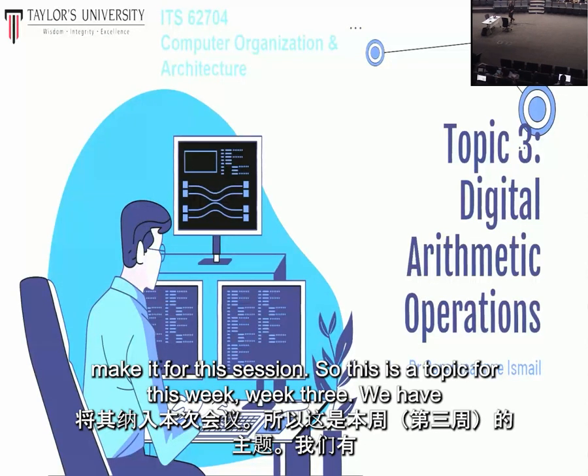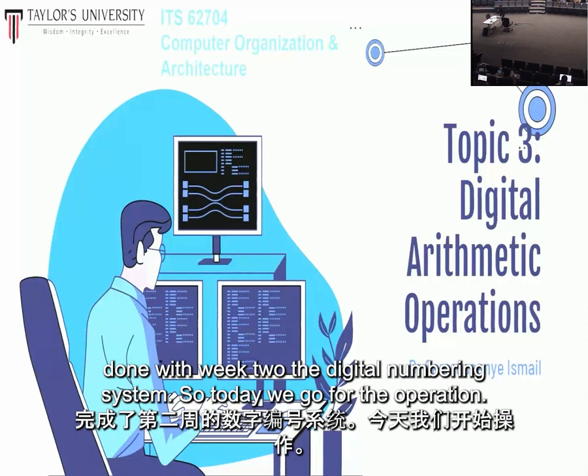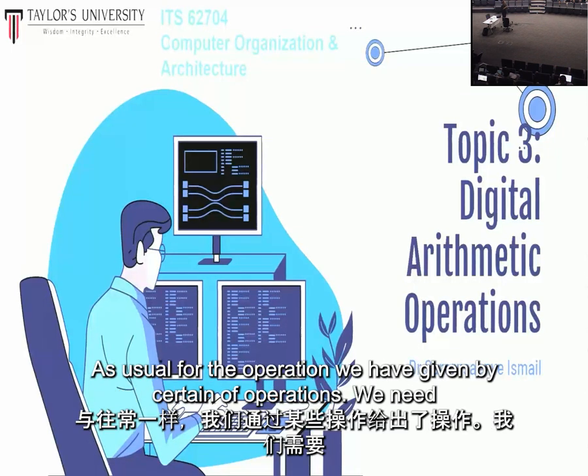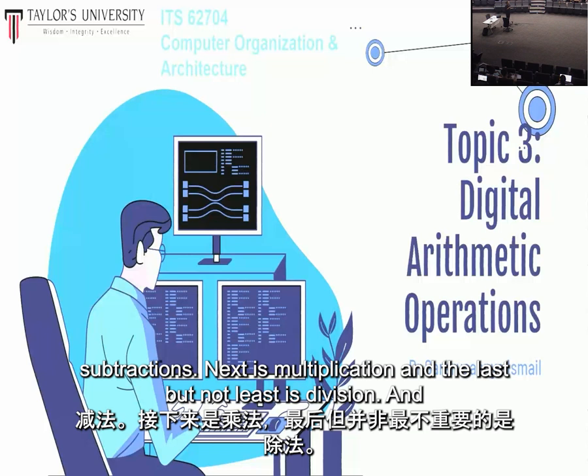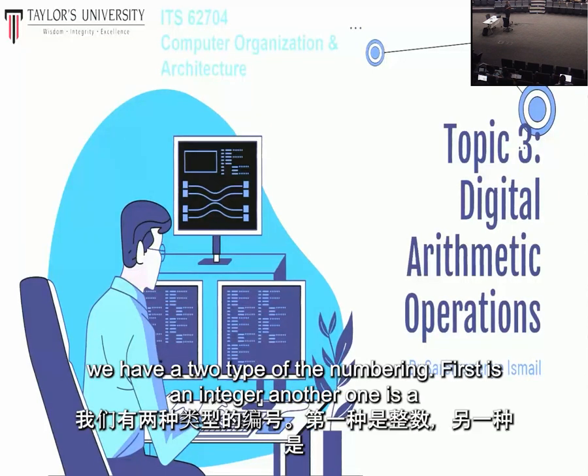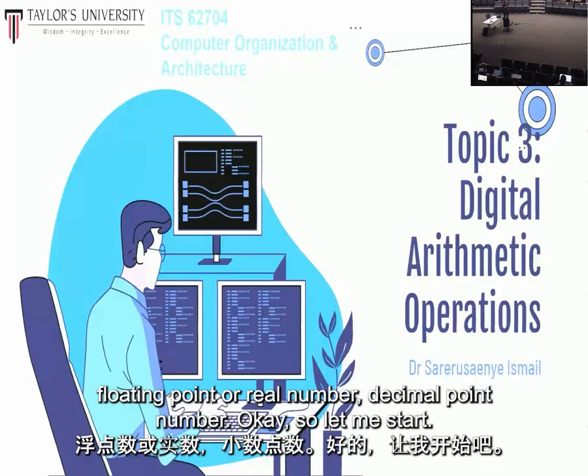So this is the topic for this week, week 3. We have done with week 2, the digital numbering system. So today we go for the operations. We need to know how to do the operations of addition, plus, and then second, subtraction. Next is multiplication, and the last but not least is division. And we have two types of numbering. First is an integer, another one is a floating point or real number, decimal point number.